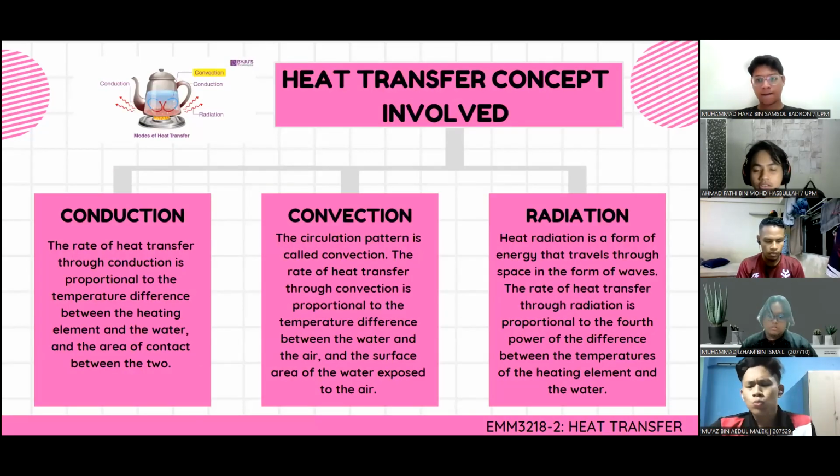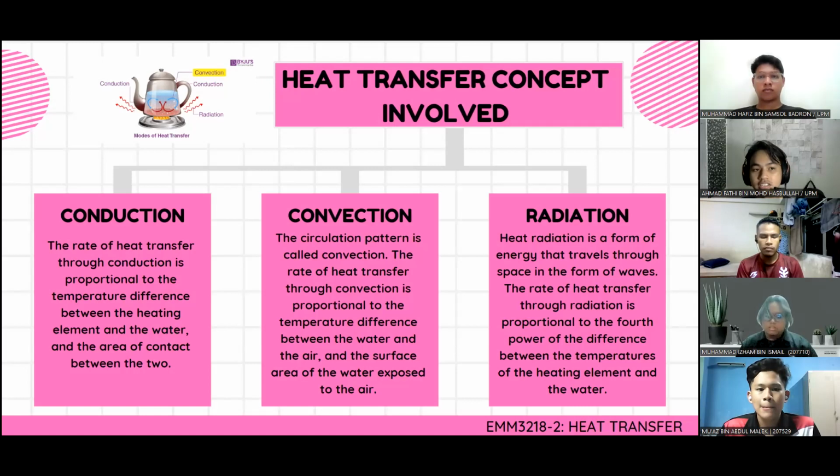So what heat transfer concept is involved in the electric kettle? It actually involves three main things, which is conduction, convection, and radiation. Conduction is the movement of the heat throughout the surface. If the surface touches the surface, it will transfer the heat energy to the other material. So convection is when the heated water meets cold water, it will make a circulation pattern. That's what we call convection.